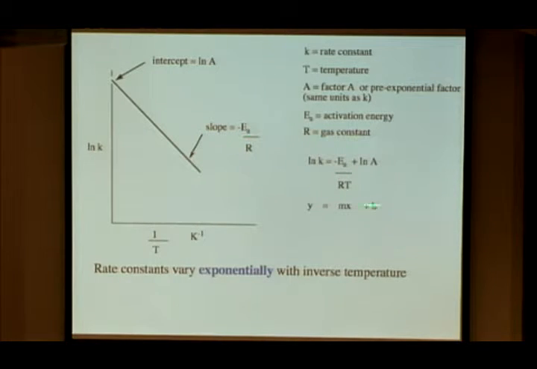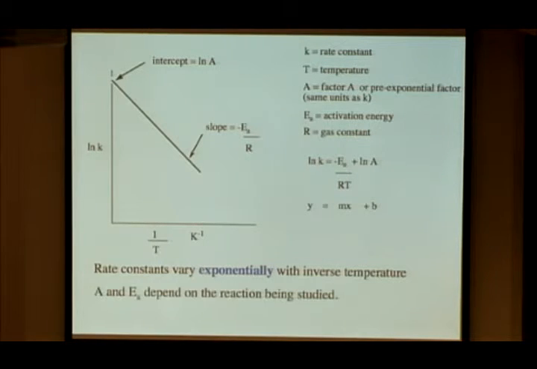And here's our equation for the straight line. The natural log of k equals minus Ea, where Ea is activation energy, which we're going to talk a lot about today, over RT. R is our friend, the gas constant, and T is temperature, plus natural log of A. So what is A? A is called factor A, or sometimes it's called pre-exponential factor, and it has the same units as k, k being the rate constant.